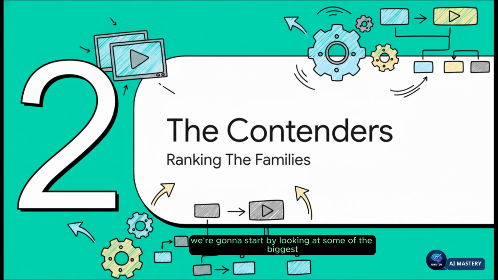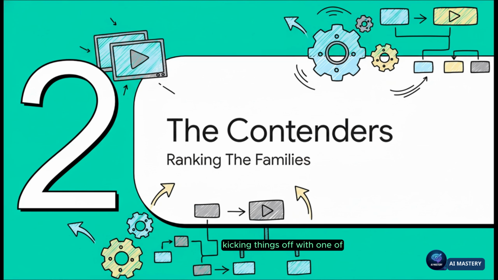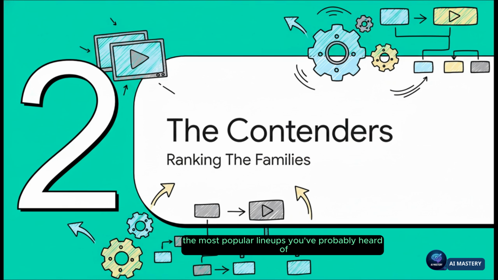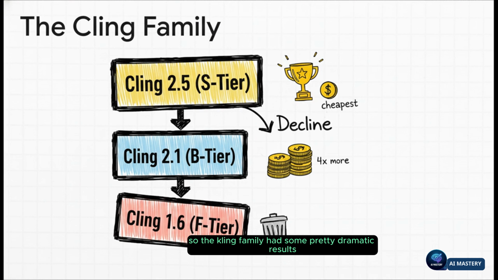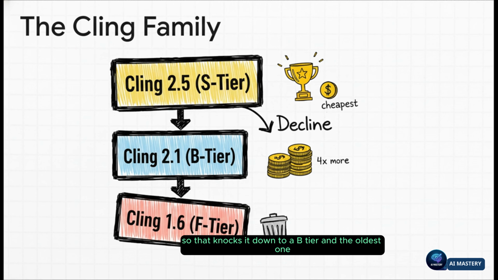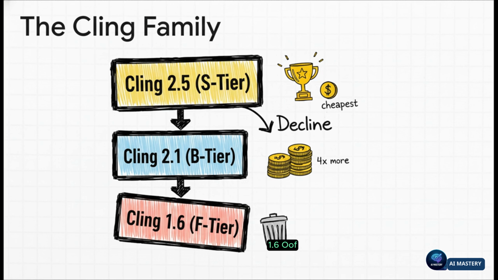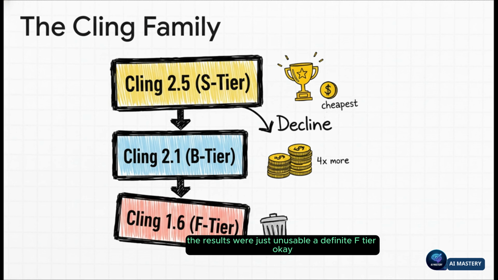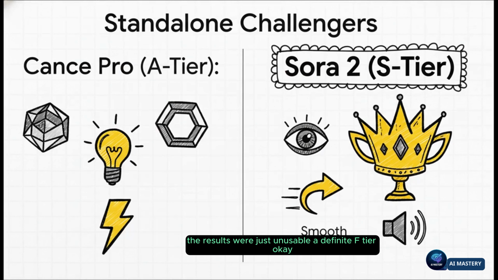We're going to start by looking at some of the biggest families of models out there, kicking things off with one of the most popular lineups you've probably heard of. So the Kling family had some pretty dramatic results. Kling 2.5 is just absolutely stunning. The realism is spot on, character rendering is great, and get this, it's one of the cheapest options. That's an easy S tier. Its older brother 2.1 is still pretty good, but it's 4 times the price, so that knocks it down to a B tier. And the oldest one, 1.6, oof, the results were just unusable. A definite F tier.